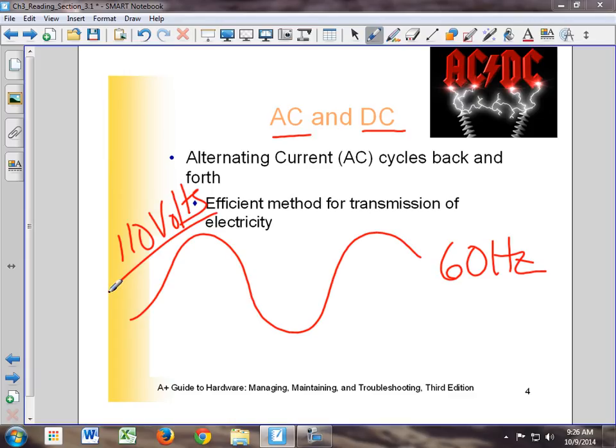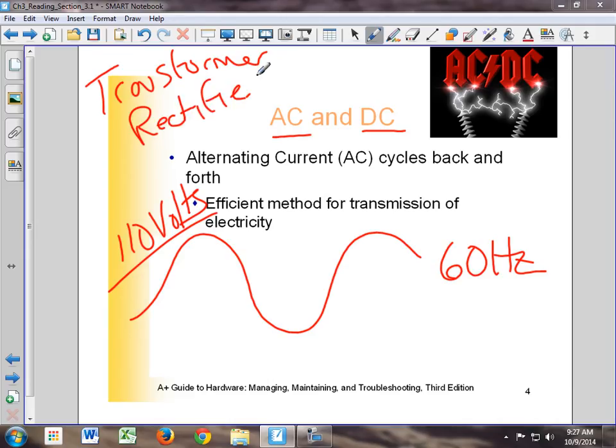Transformer rectifier. I could not think of that word last class. Now I have to write it down. I have to write down transformer rectifier before it goes out of my head. Literally stood here in silence for 5 minutes. My brain would not think of transformer rectifier. We'll talk about what a transformer rectifier is.